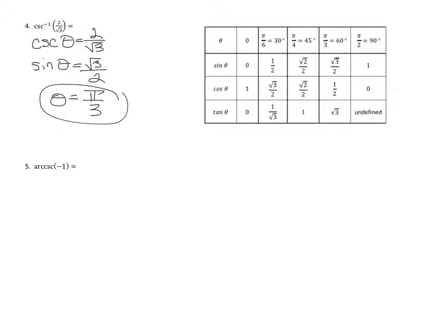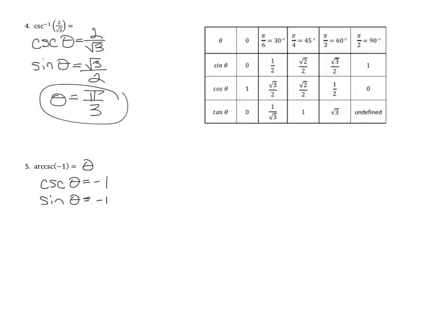And finally, number 5, the arc cosecant of negative 1 equals what? We need to know what angle that is, so let's rewrite it. That's the same thing as saying the cosecant of theta equals negative 1. Okay, but let's rewrite cosecant as the sine of theta, and we're going to flip negative 1. So if we take the reciprocal of negative 1, we still get negative 1. So where is the sine of theta negative 1?